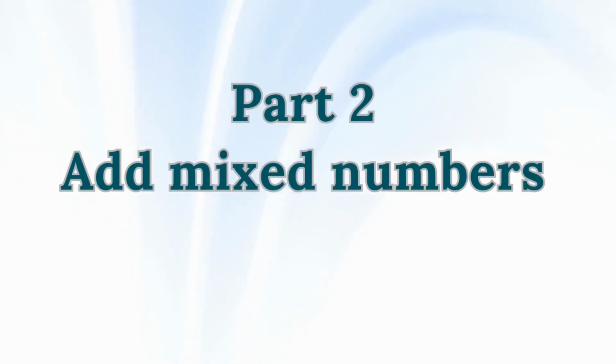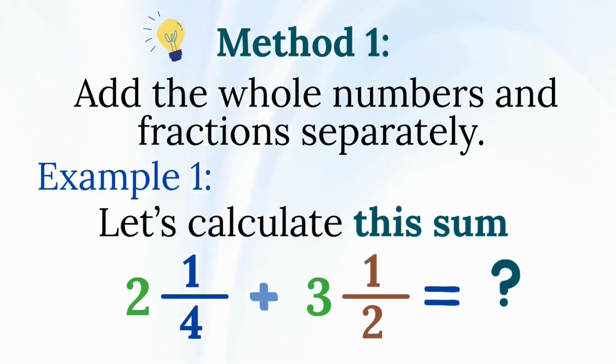Part 2. Add mixed numbers. There are 2 helpful ways to add mixed numbers. We'll start with the simplest method and use the other when needed. Method 1. Add wholes and fractions separately. Use this when the fractions have the same denominator or when their sum is less than 1.